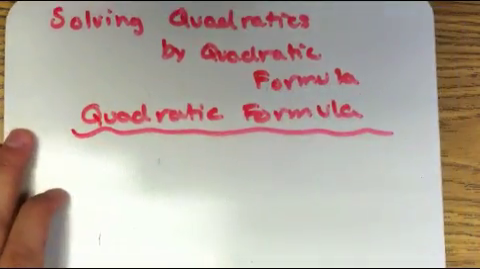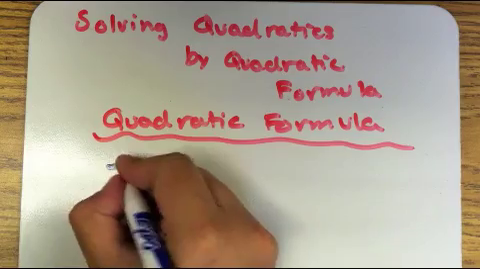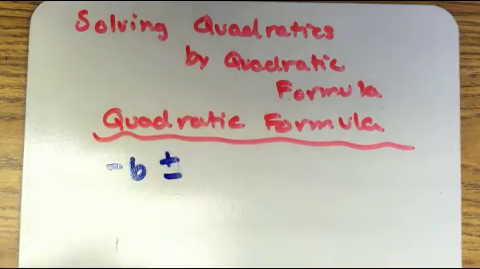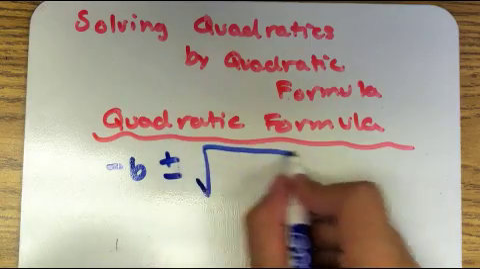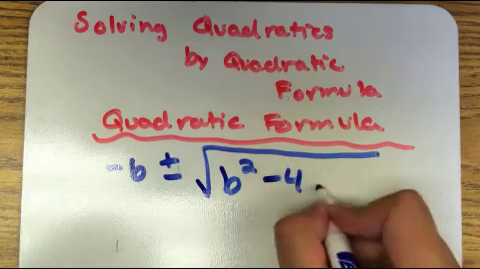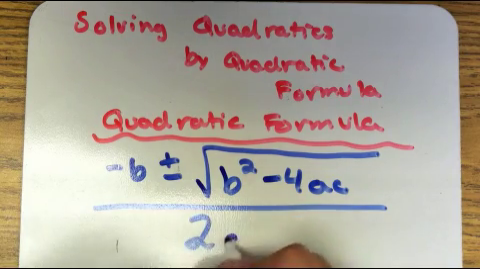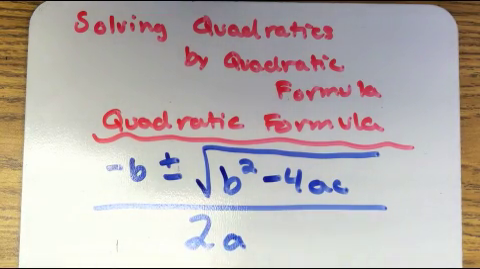Can I get a drum roll, please? No. Okay. It is, ready? It is negative b plus or minus the square root of b squared minus 4ac all over 2a. Negative b plus or minus the square root of b squared minus 4ac all over 2a.